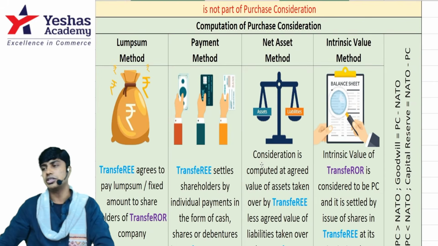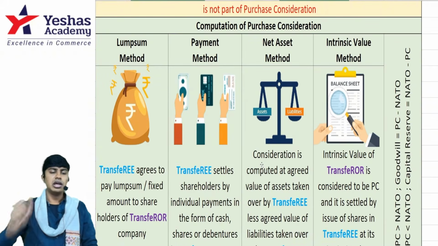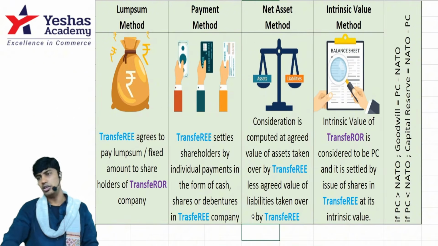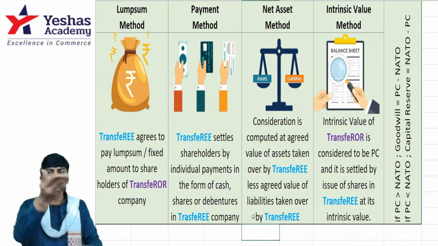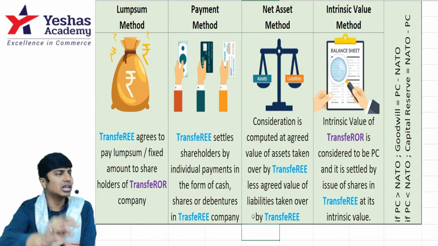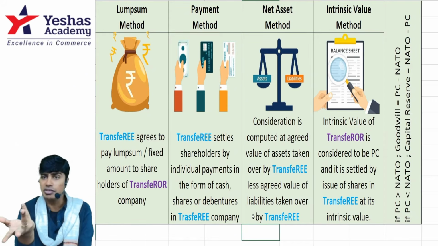Methods of computing purchase consideration. There are 4 methods. 1. Lump sum. 2. Payment. 3. Net asset method. 4. Intrinsic value method. What do you mean by lump sum method? Under the lump sum method, the total lump sum amount is mentioned. This is PC. That is PC. Easy. They'll tell you PC is 10 lakh, 15 lakh, 20 lakh. A lump sum amount is given.